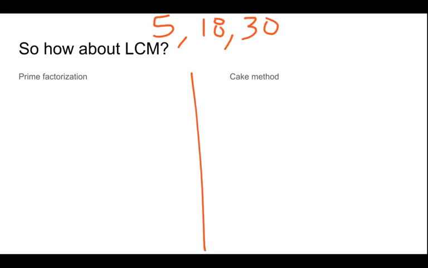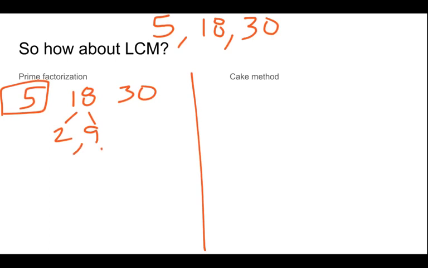Okay, prime factorization, pretty straightforward. Again, I just want to break it down into the prime factors. Well, 5 is already a prime factor. I don't have to do anything to it. 18 breaks down into 2 and 9. 9 breaks down to 3 and 3. 30 is going to break into 2 and 15. 15 out into 3 and 5.